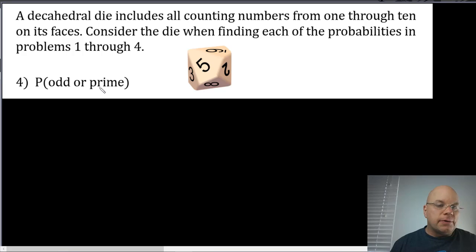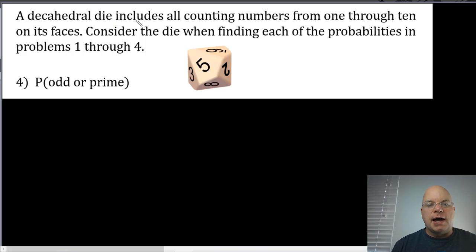Again, looking at compound events where our simple event is something or something else, but we want to make sure that there can be some overlap, there can be an intersection of the two things that we're looking for. So we'll use this as problem number 4 as an example.